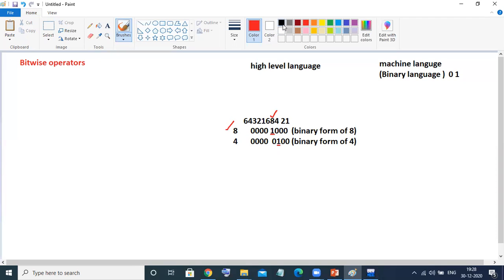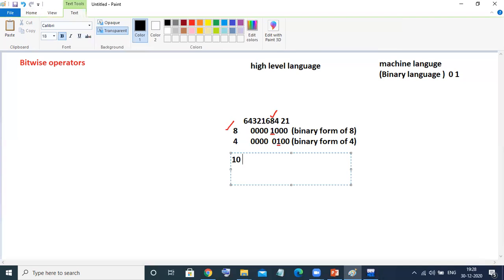For example, if I want to write 10, are you able to figure out how to write it? It's very simple. Four places, 0 0 0 0. The addition of 8 plus 2 is 10. That means 1 here and 1 here, and the rest of the things will be 0. So 1 0 1 0 will be the representation of 10 in binary form.